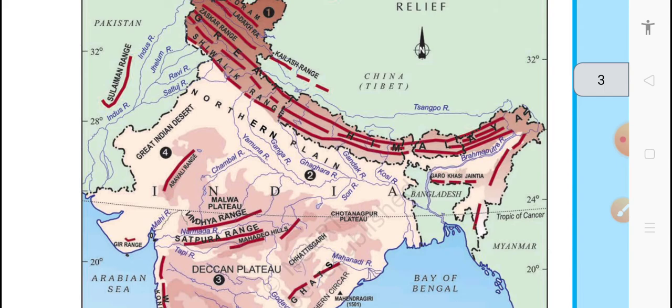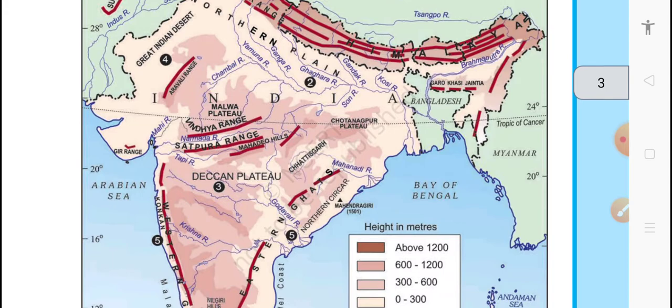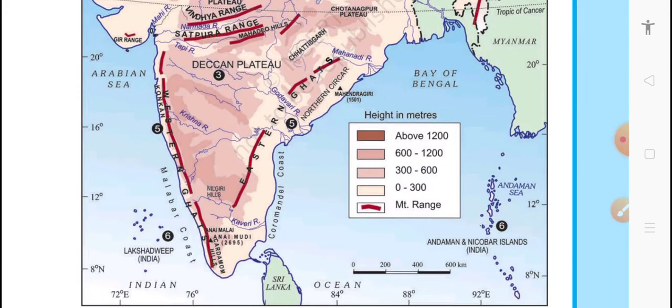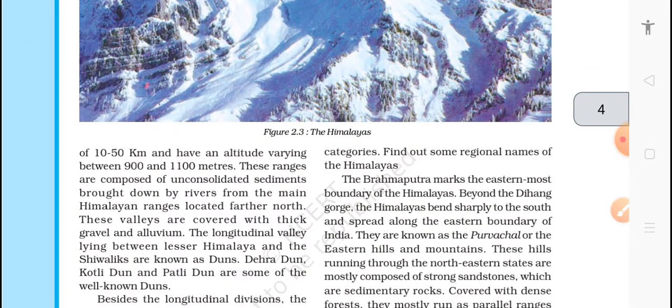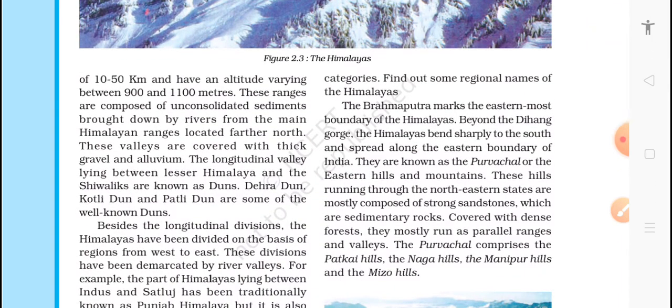So you can see in this map, these red lines are the Himalayas, and in the south we have the plains, the Deccan Plateau, the East Ghats and the West Ghats. The Himalayas are 10 to 50 kilometers wide and have an altitude varying between 900 and 1100 meters. These ranges are composed of unconsolidated sediment brought down by the rivers from the main Himalayan range located farther north.